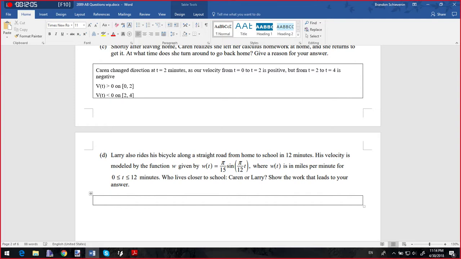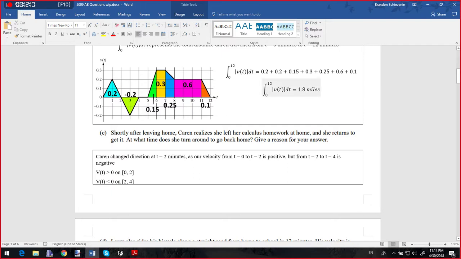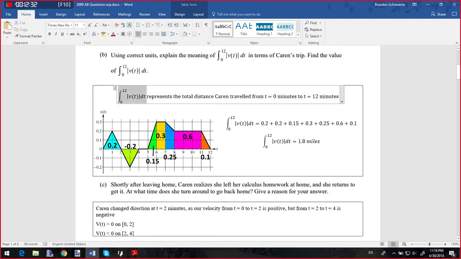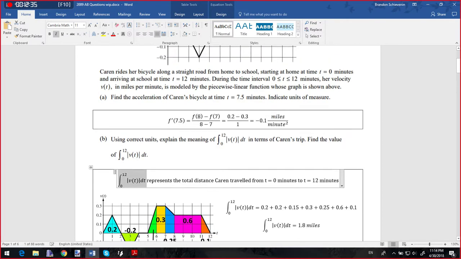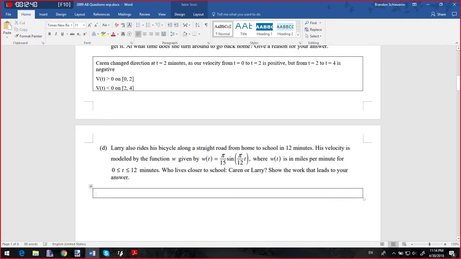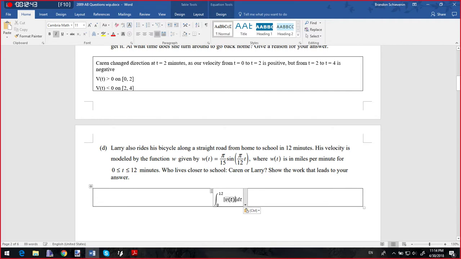So if I want to figure out how far it is to school, I can't just use this 1.8 because Karen turned around. So she has extra distance that we don't actually need. So what I'm going to do is get her displacement from 0 to 12 instead. So that's when she left home for the first time to when she arrived at school. That displacement should tell us the distance from the start point. So we're going to integrate from 0 to 12 of both of our functions. So that's our v of t that we were given here, and also our new w of t that we were given for Larry. But we're not going to take the absolute value this time.